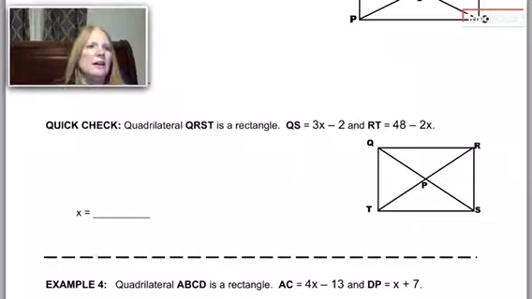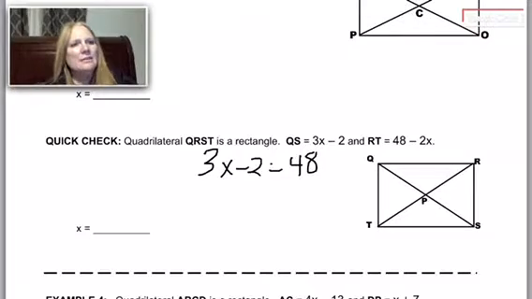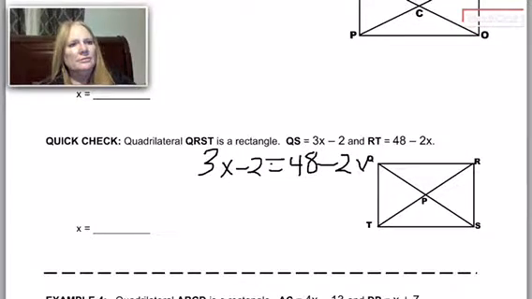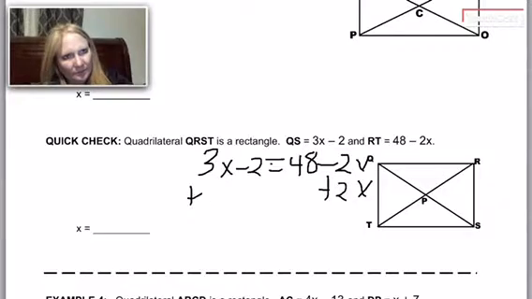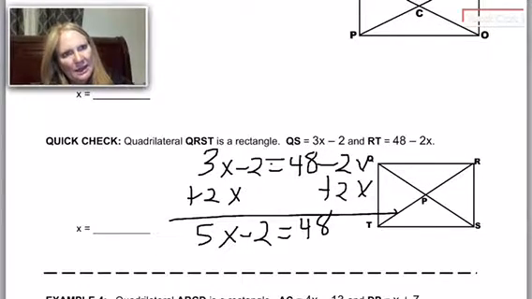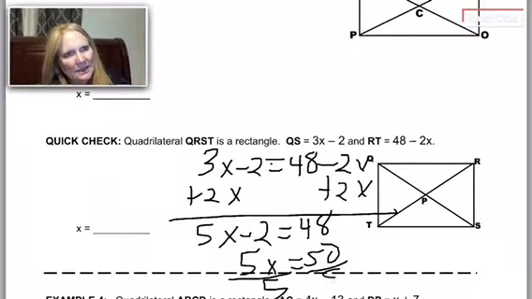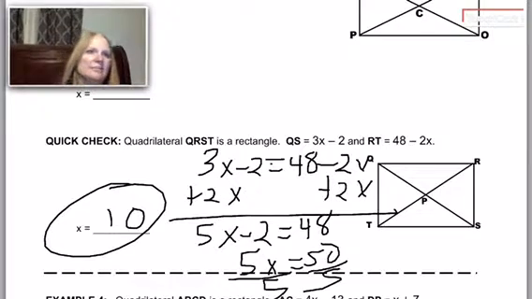A quick check, we have QS and RT. Again, those are diagonals, so you would set them equal to each other. So 3x minus 2 is equal to 48 minus 2x. I'm going to add 2x to both sides. 5x minus 2 is equal to 48. Add 2 to both sides, and we get 5x is equal to 50. And x is equal to 10.